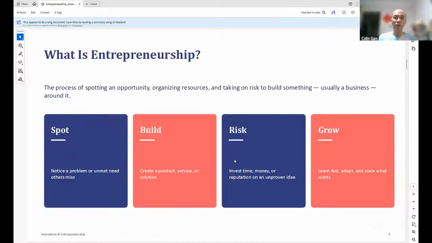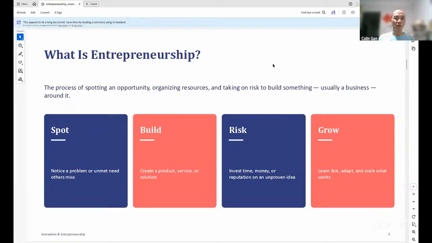Opportunity, then you must be able to organize your resources. Then remember just now in the beginning, I told you, if you are an entrepreneur, for sure, you have to take on risk, okay, to build something, usually a business around it. So 4 things you need to do as an entrepreneur.